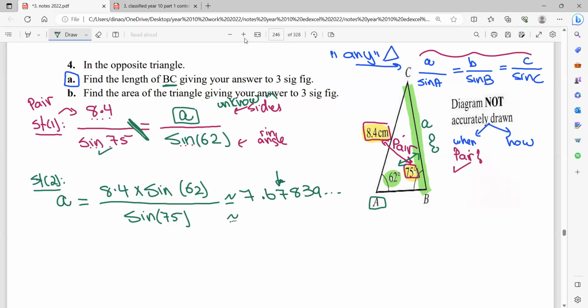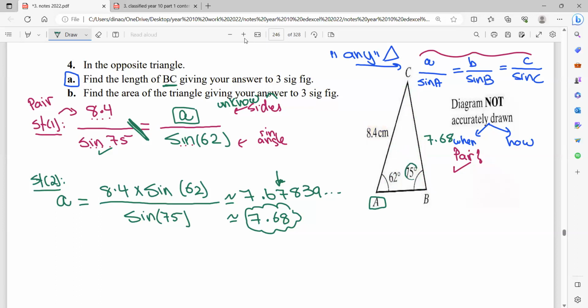This is your third significant figure. So your answer would be 7. Let me just make sure that I wrote this correctly. 8.4 times sine 62 over sine 75. Okay. So 7.68. Now, let's just pause a bit and see. Is this a logical answer? Does it make sense? Okay, and this is 7.68. Actually, it does. Why? Because the greater the angle, please listen carefully to this sentence. Let me just erase all this.